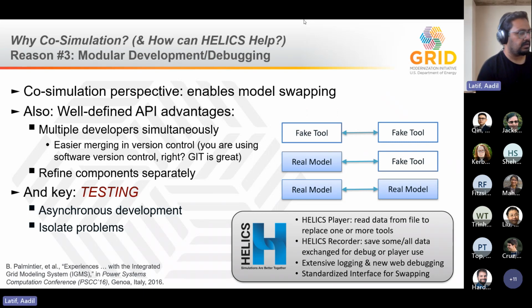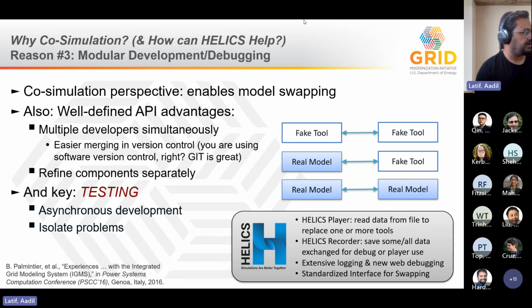Modular development and debugging. So that is one of the major advantages of using a core simulation framework. It enables model swapping. For example, if you have an OpenDSS model, right, and you want to swap it with another distribution model, say in Sine or Synergy, you should be able to do that very easily if you're using a core simulation framework like Helix. And if you're using a direct coupling, that becomes a very challenging proposition.